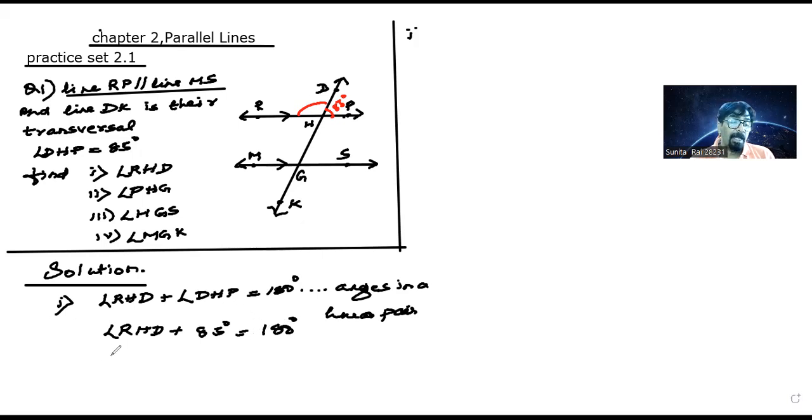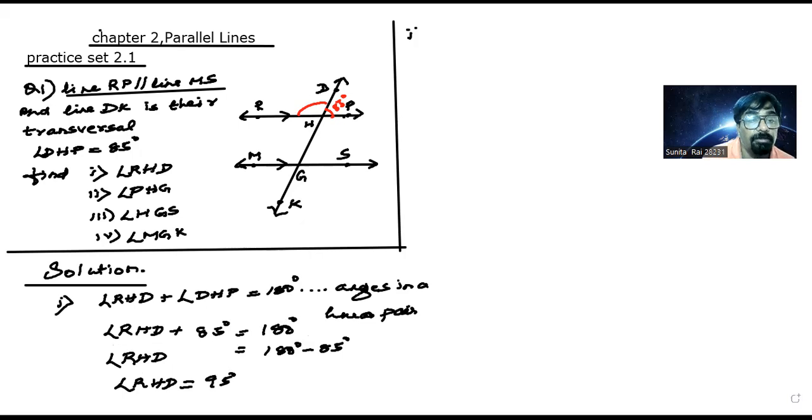So, what do I get? Angle RHD equals 180 degrees minus 85 degrees, as the 85 degrees will come on the other side. Now, what do we get? Angle RHD equals 95 degrees. 180 minus 85 is 95 degrees. So, this is the answer of the first part. I put it in a box. Whenever you write an answer, you better highlight it, so you need not write it in the end, children, okay?